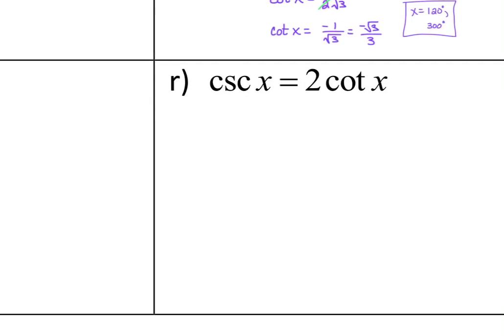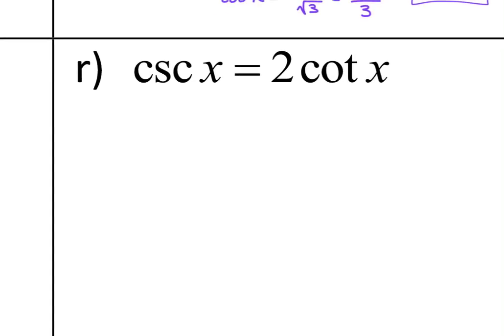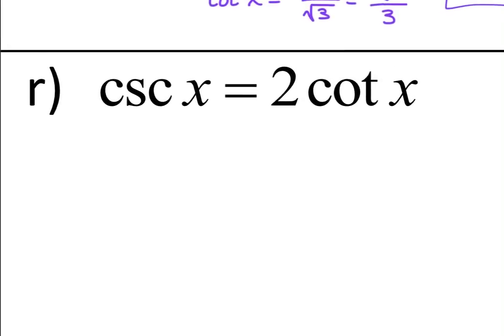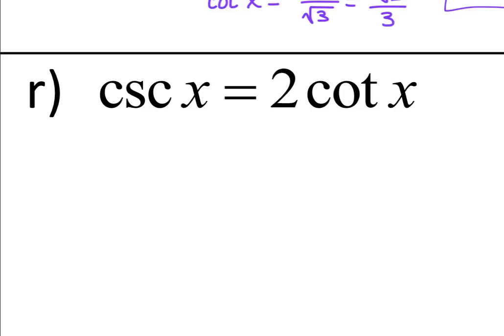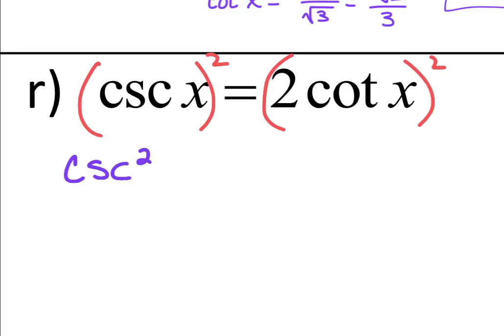And then for letter R, this is another problem that I'm going to want to square both sides of the equation so that I can use a Pythagorean identity to solve that equation. So when I do that, I get cosecant squared of x equals, now 2 squared is 4 times cotangent squared of x.